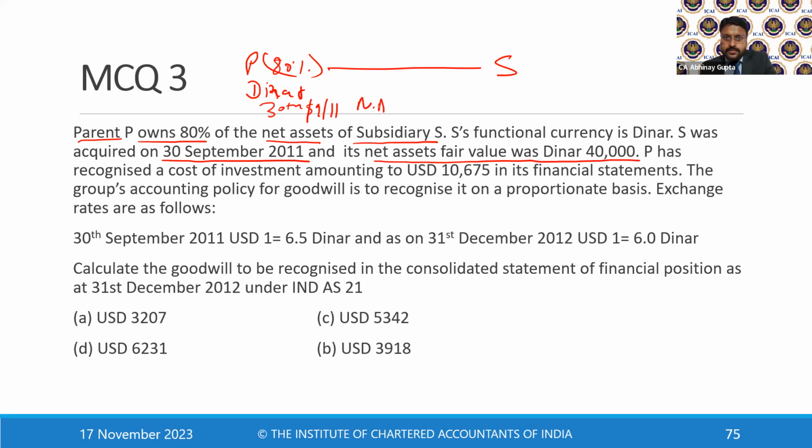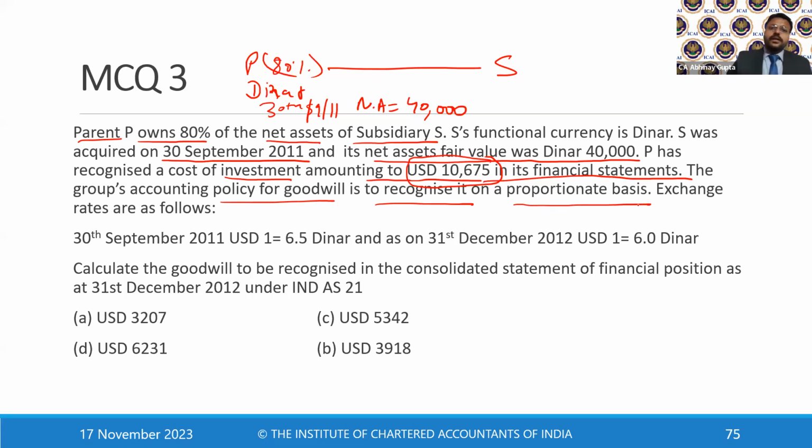So net assets were 40,000 at that time. P has recognized cost of investment amounting to US dollar 10,675 in its financial statements. The group's accounting policy for goodwill is to recognize it on a proportionate basis.